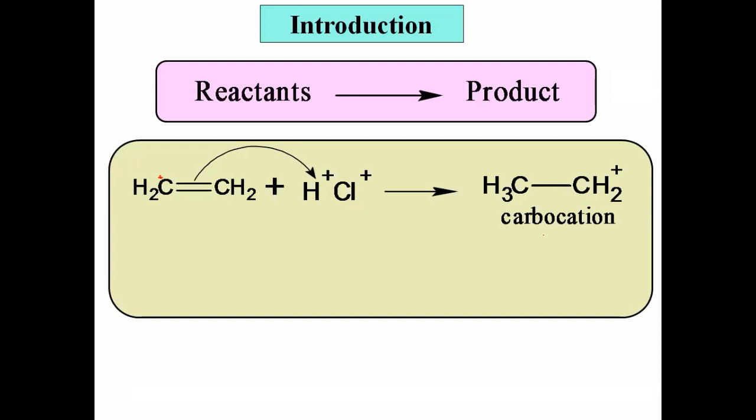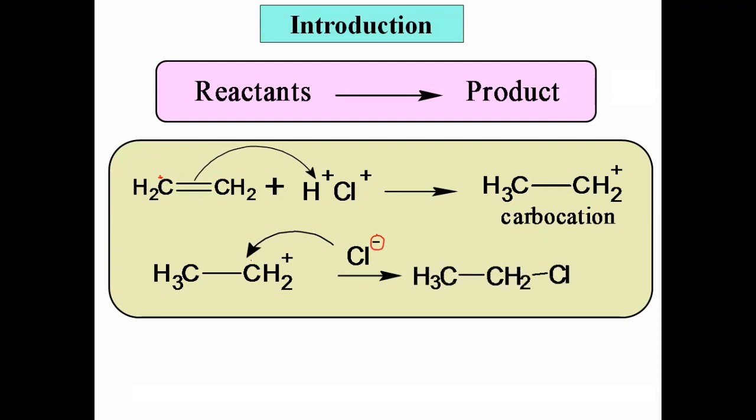Now, this is the carbocation. Now it combines with Cl minus, and that Cl minus forms a bond with that positively charged carbon, and we get the ethyl chloride. Okay, this is the reaction. Actually, we have studied the mechanism of this reaction, means how actually that reaction takes place.